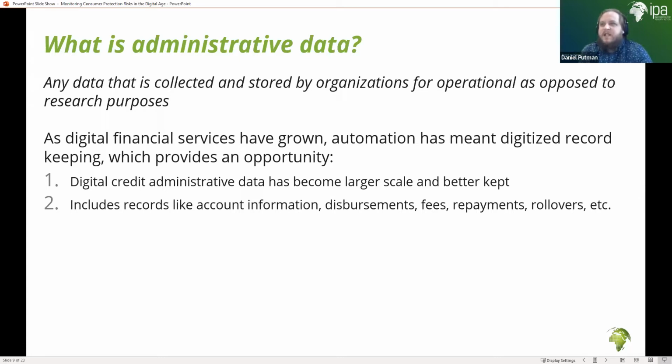As digital financial services have grown, the automation of decision making and the use of data means that you need to have really well kept, digitized records. So the amount of data has grown, but also the quality of data and the detail of data has grown. You have records of disbursements and when they took place, the fees that were charged, the repayments, and if there were rollovers. You can get super detailed information, and that's just looking at digital credit.